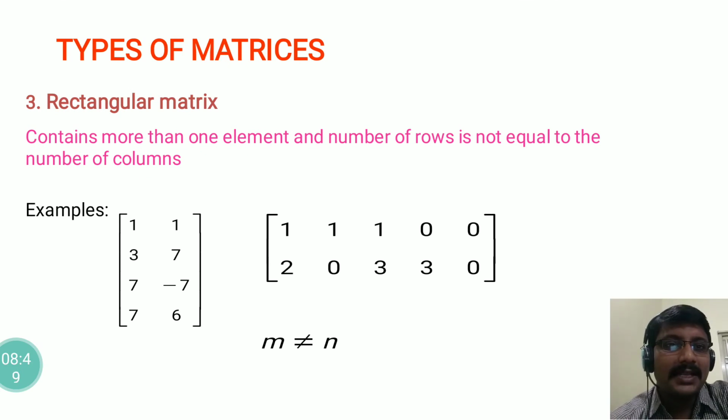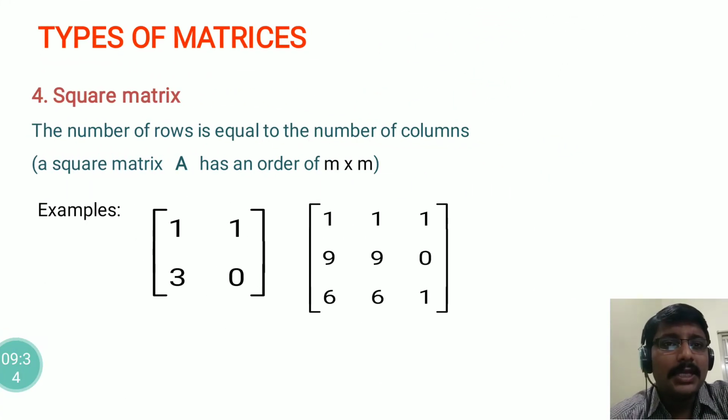Rectangular matrix contains more than one element and the number of rows is not equal to the number of columns. In a matrix, if the number of rows and number of columns are different, then the matrix is called a rectangular matrix. Example 1 contains 4 rows but 2 columns. So clearly the number of rows is not equal to the number of columns. Second example contains 2 rows and 5 columns. So clearly 2 is not equal to 5. m not equal to n. If a matrix has order m by n, and m is not equal to n, then the matrix is called a rectangular matrix.